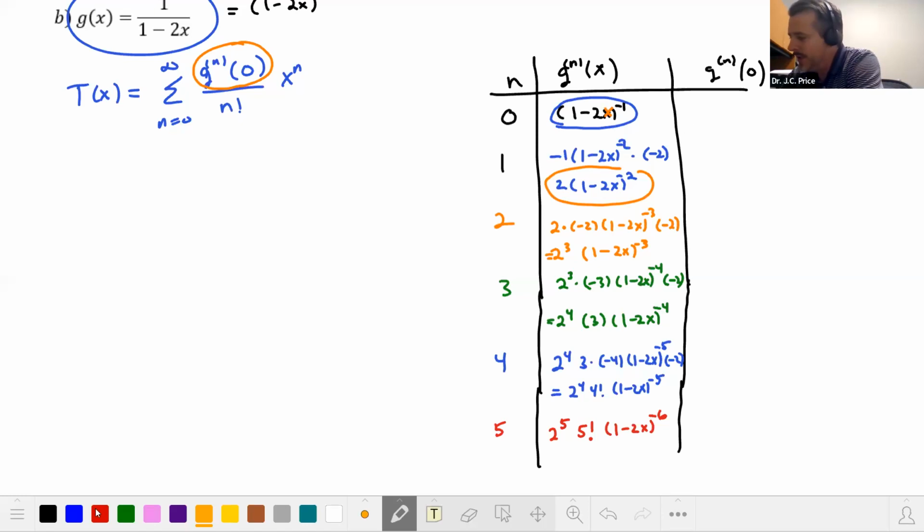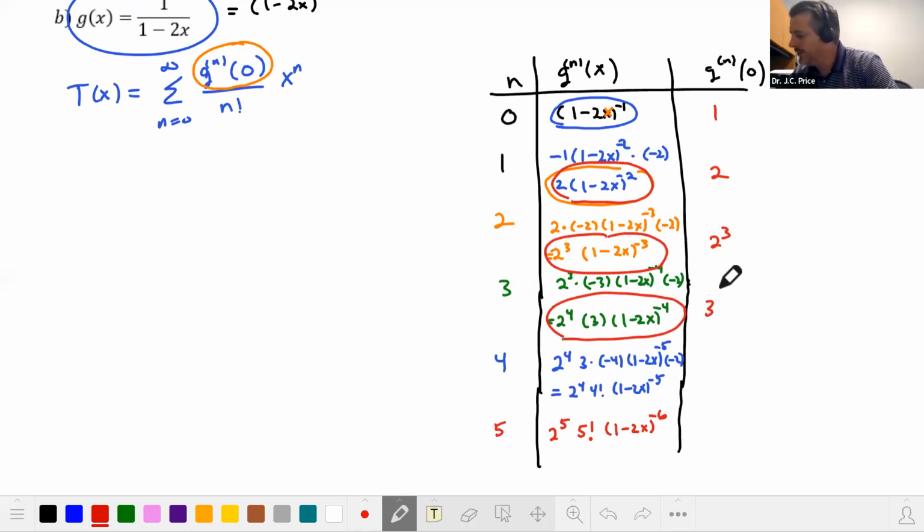So for the first one, what do I get? I just get a 1. For the second one here, I plug in 0, and I'm going to get a 2. The third one here, I wind up getting a 2 cubed. And then for the fourth one here, I wind up getting a 2 to the 4th times 3. And then for the next one, I plug in 0 for x, and I get what? I get 2 to the 4th times 4 factorial. And finally, I plug in a 0 here, and I get 2 to the 5th times 5 factorial.